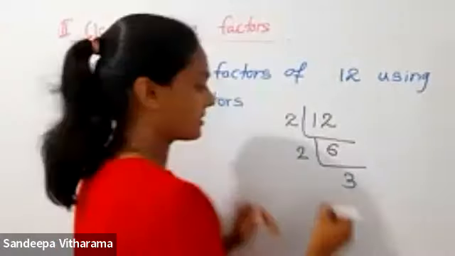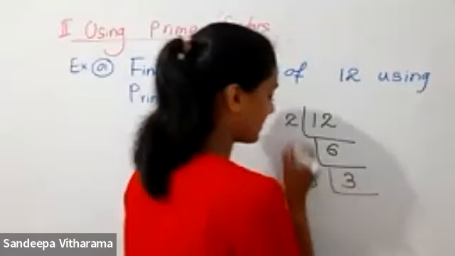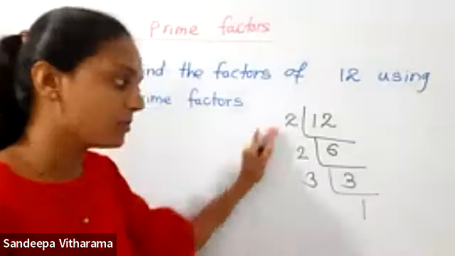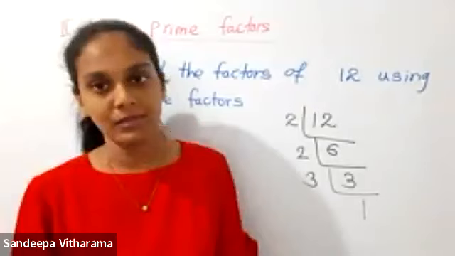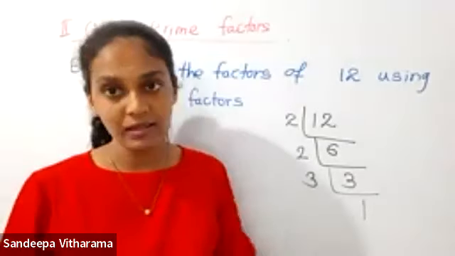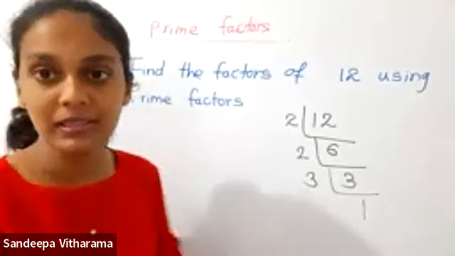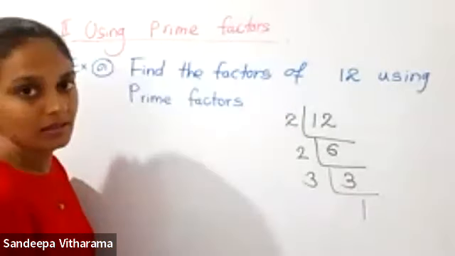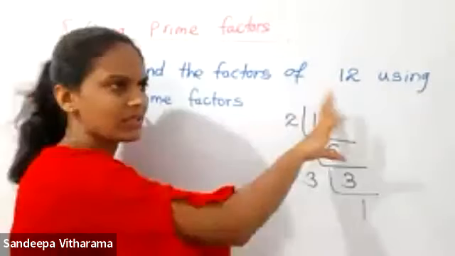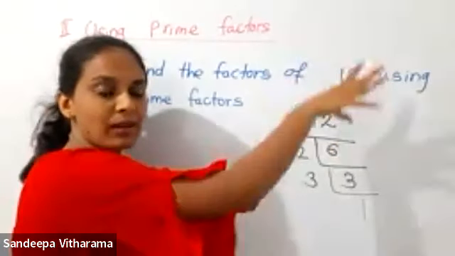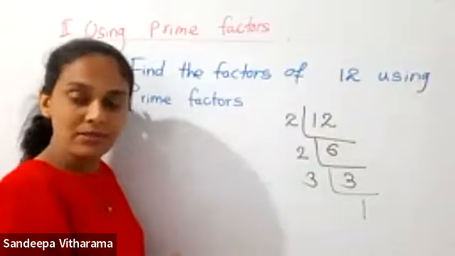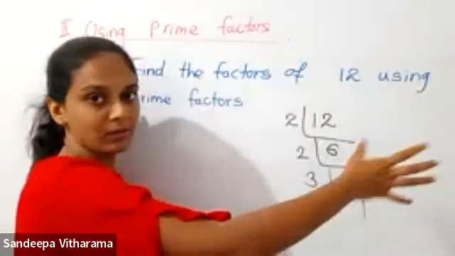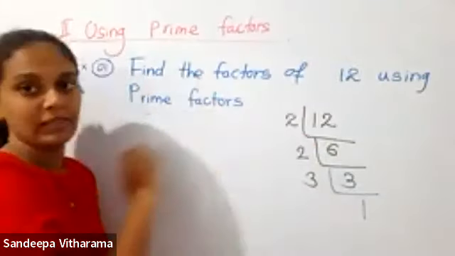So next we move to 3 because 3 is another prime factor. Now the answer is 1. So we do this division until we obtain 1, using only prime numbers. That means we can easily identify 2 and 3 are the prime factors of 12. We identify them using the divisibility rule, and after that we find the others.